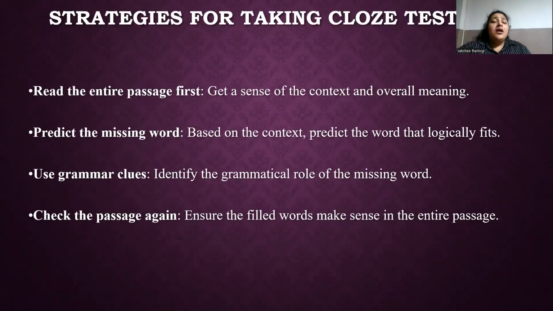Here are some strategies for taking a closed test. You have to read the entire passage carefully. Understand the context and main idea before attempting to fill in the blanks. Use context clues. Look for words or phrases that provide hints about the missing word. Identify the part of speech. Determine if the missing word is a noun, verb, adjective, etc. Look for synonyms. If you know a synonym for the missing word, use it to help you fill in the blanks.